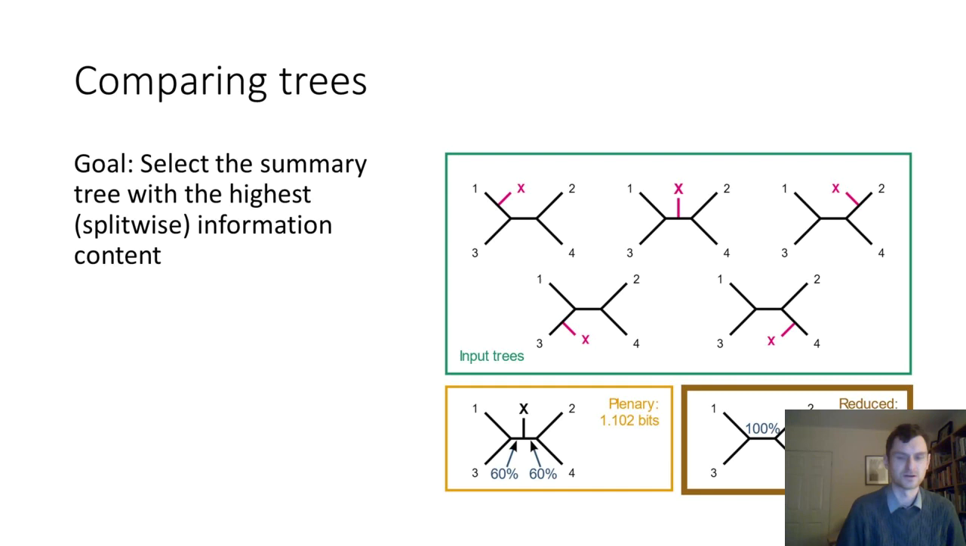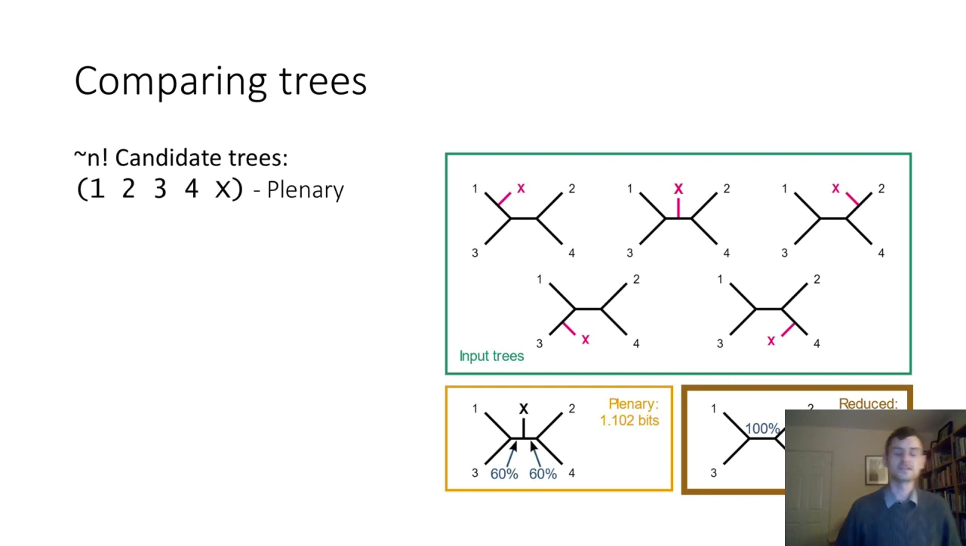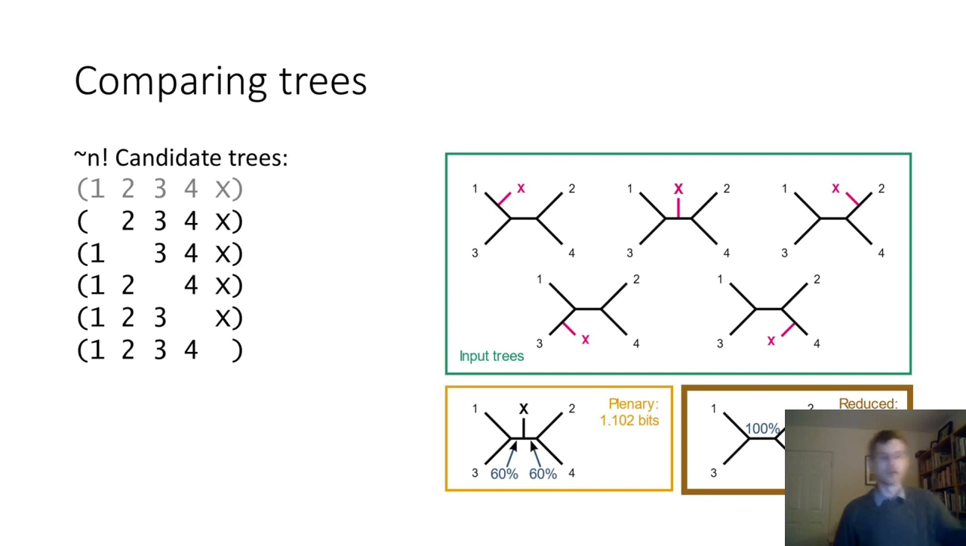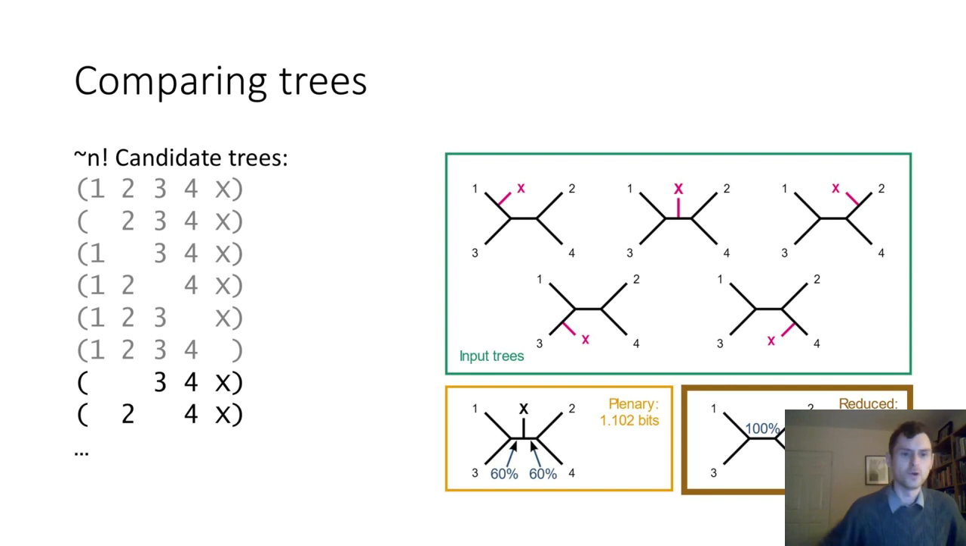To consider all possible trees, well, the number of trees we need to consider increases roughly with n factorial. We've got to consider the plenary that contains all the leaves. We've got to consider, well, there are n trees with 1 leaf missing. Or we could take 2 leaves out. Well, there are roughly n squared pairs of leaves. We could take 3 leaves out.